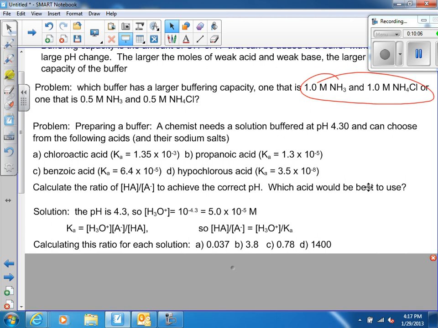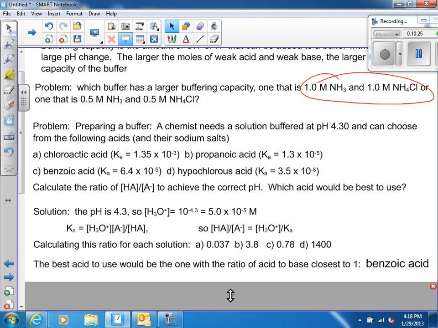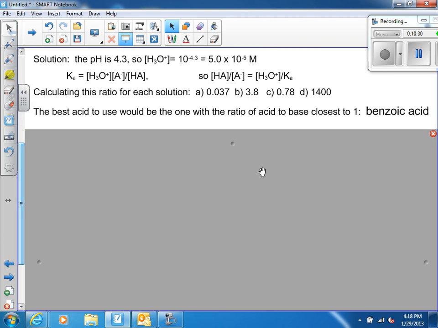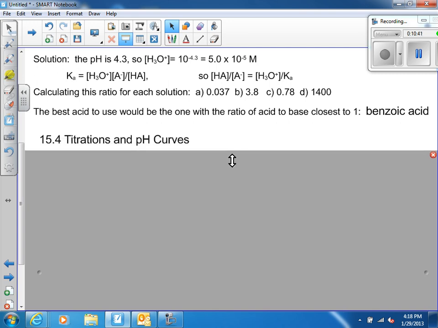Now, which acid would be best to use? Well, you want the biggest buffering capacity possible, but you want your ratio of acid to base to be approximately 1. You want about the same amount of HA to A minus. The one with the closest ratio to 1 right here is C. So we would pick benzoic acid, C. And you want the ratio close to 1 because you want as much weak acid as weak base. You don't want a huge amount of weak acid and very little weak base. That would not be a good buffer.